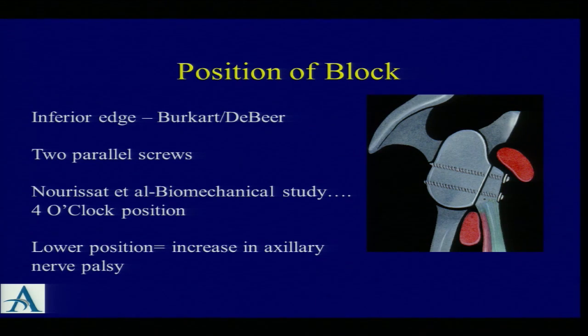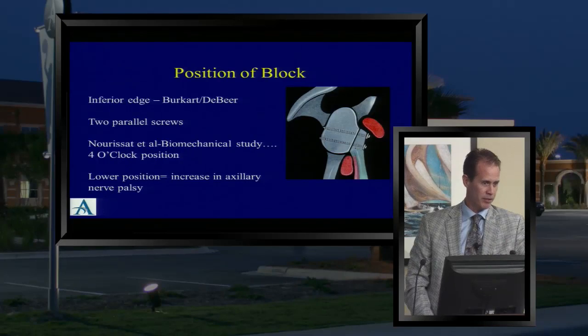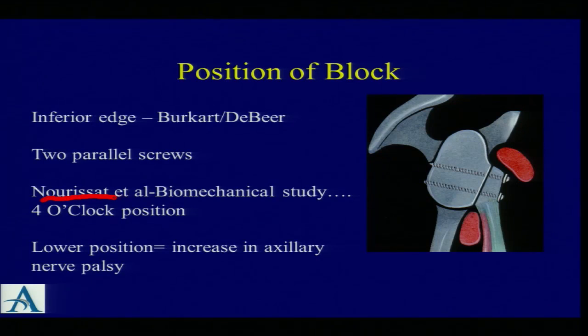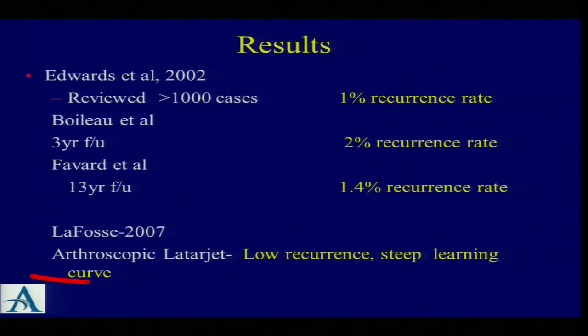This is not something that takes 6 months to recover from. And a lot of surgeons in other countries are letting their patients go back to play rugby much earlier than we would let our patients go back to contact sports, because they're satisfied with bone healing by 2 to 3 months. In terms of the position, this study was a nice biomechanical study that talked about the ideal position being that 4 o'clock, 8 o'clock position for the bone block. And again, the lower position increases the potential for axillary nerve palsy.